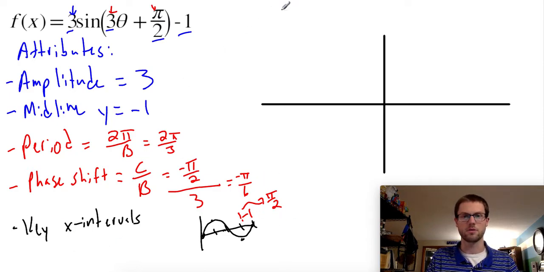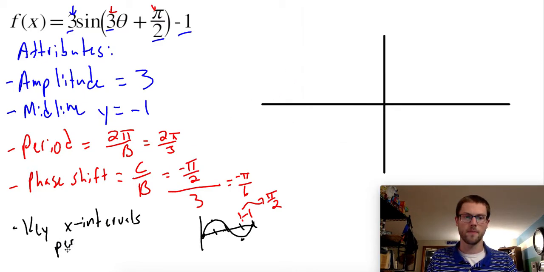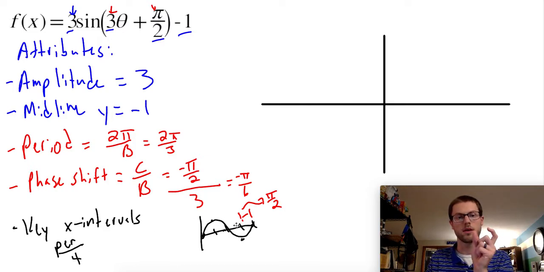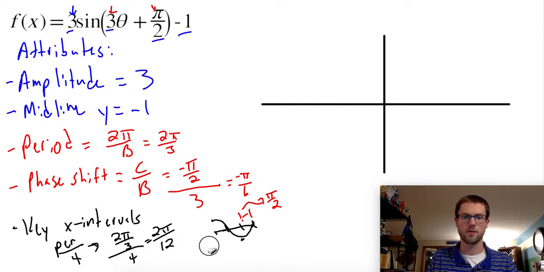So my key x intervals, all that being said, I get by taking whatever my period is and dividing it by 4, since I want 4 evenly spaced chunks on my x-axis. So the period is going to be, what did I say it was? 2 pi over 3. And if I cut that into 4, I'm going to divide 2 pi over 3 by 4, and that's going to be 2 pi over 12. Or, let's see, I'm going to get rid of this guy here.